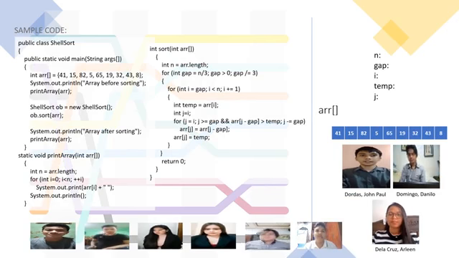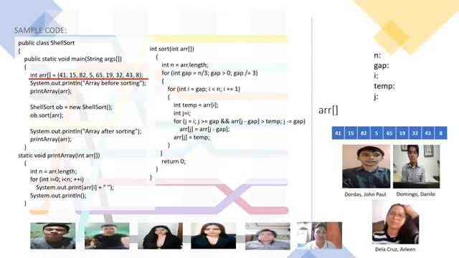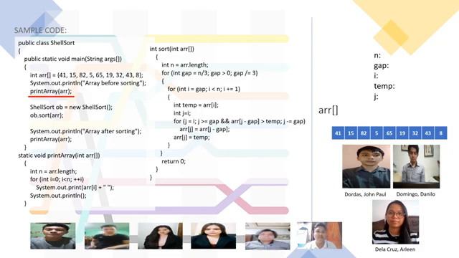First, let us type a class. Public class ShellSort. Then we go to the main method and we put the array list. int arr, open and close bracket, and put the numbers inside the statement: 41, 15, 82, 5, 65, 19, 32, 43, and 8. After we put the array, we print it out before it's sorted.